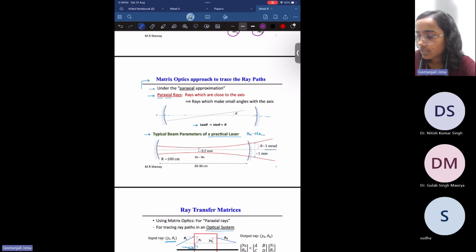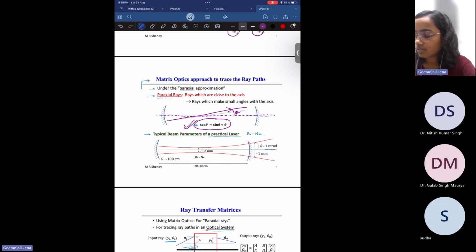So the axis means the central line that passes through the center and divides the resonator into two parts. So this is the axis. Now whenever the ray, let's say take this ray, makes a small angle theta to the axis of the resonator, then we can make the paraxial approximation, that is, tan theta and sine theta can be approximated as theta.